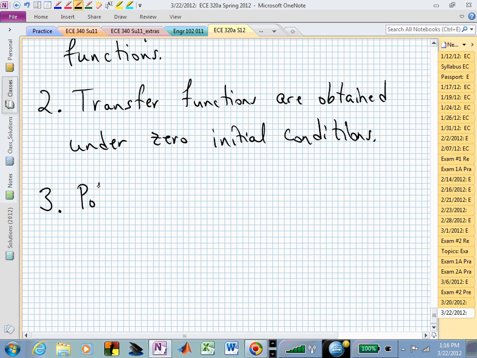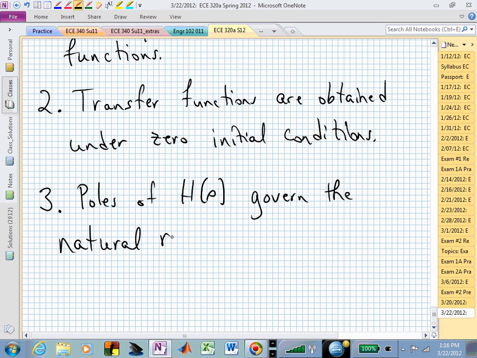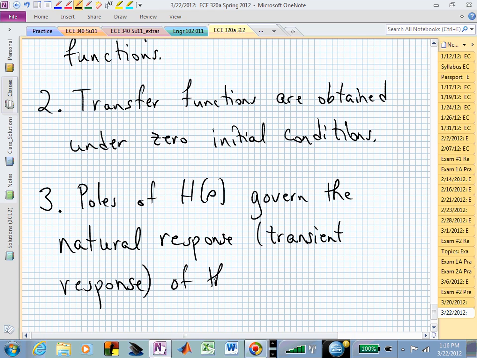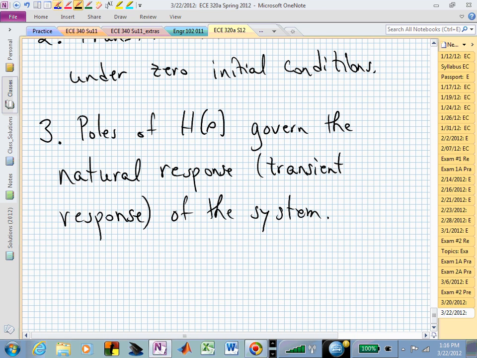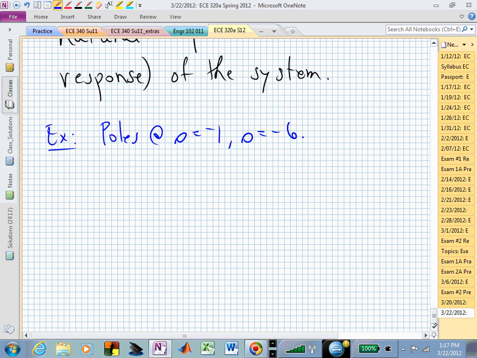We also know that the poles of our transfer function, poles of H of S, govern the natural response, or the transient response, of the system. Suppose I have these poles at minus 1 and minus 6. Now you could tell me what the structure of my natural response looks like just by being given that. What's the structure of my natural response?